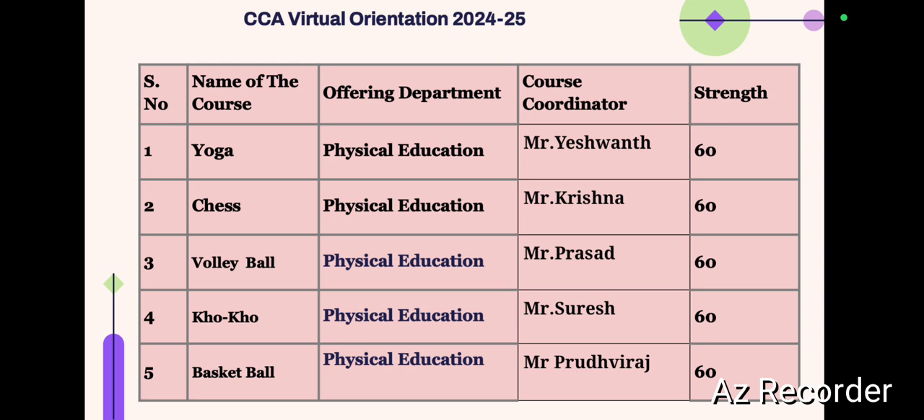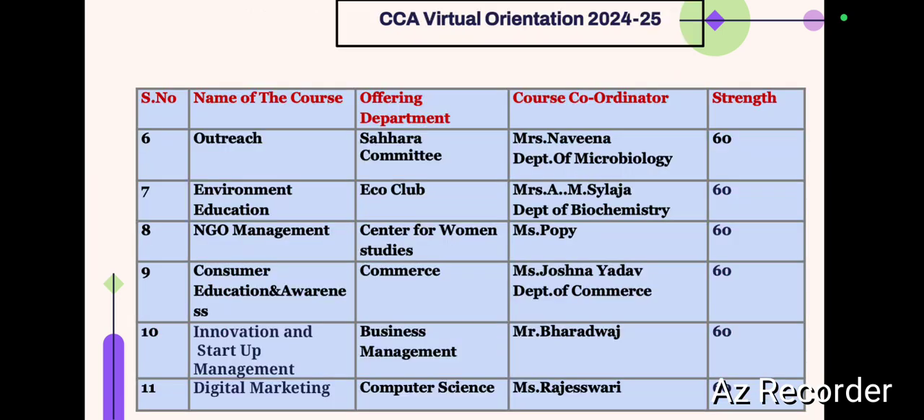So coming to the list of courses that are offered for this academic year, through Physical Education Department, 5 courses are being offered. They are yoga, chess, volleyball, kho-kho and basketball. The intake for all these courses is around 60 seats per course.